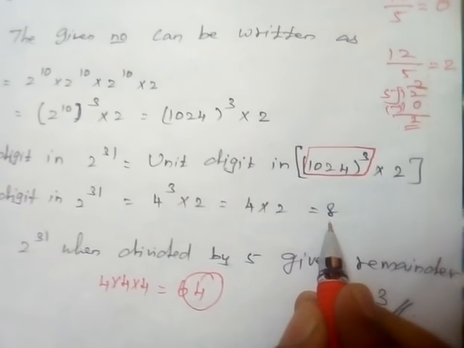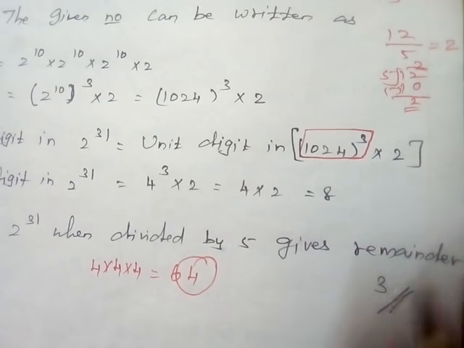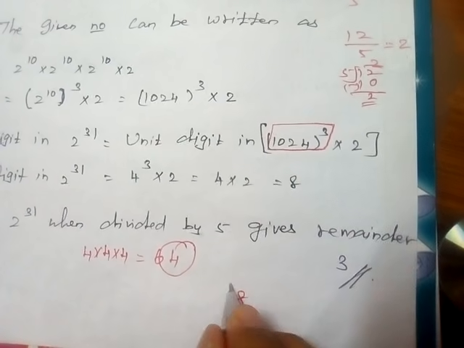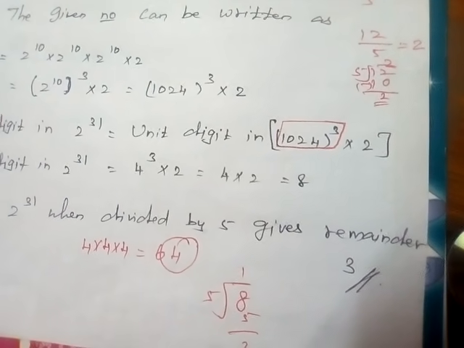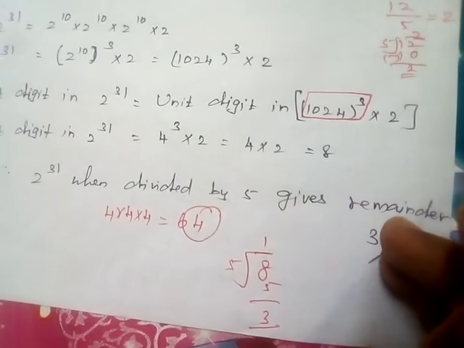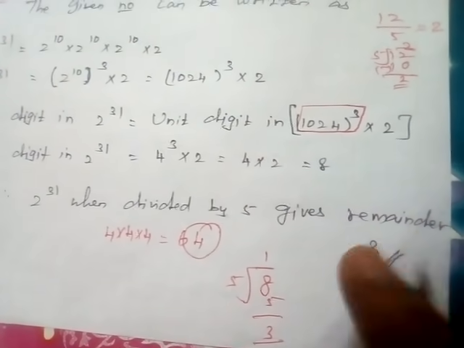Now we are going to divide it by 5. The remainder will be 3, because 8 divided by 5: 1 five is 5, so the remainder will be 3. That's all. Similarly, this type of question is very important.